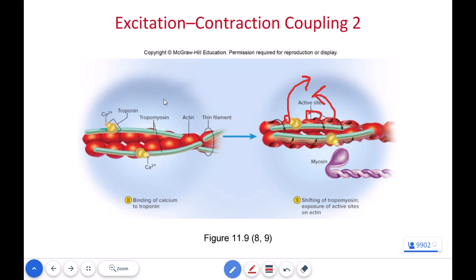Yes. So because troponin, I'm repeating this for the recording's sake. Because troponin returns to its resting state when calcium disengages, when troponin goes back to that resting state, it pulls tropomyosin back in front of the actin active sites, and myosin and actin can no longer have a cross-bridge cycle.